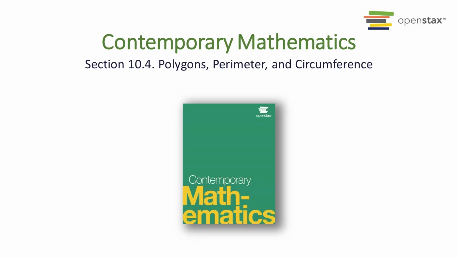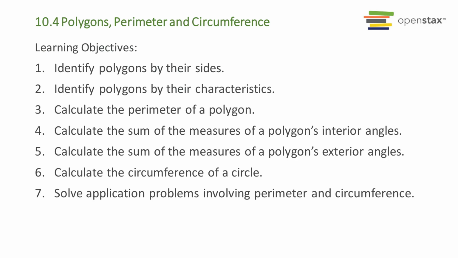In this video, I'm going to cover section 10.4, Polygons, Perimeter, and Circumference from Contemporary Mathematics by OpenStax. The learning objectives for this section are the following. Identify polygons by their sides, identify polygons by their characteristics, calculate the perimeter of a polygon, calculate the sum of the measures of a polygon's interior angles, calculate the sum of the measure of a polygon's exterior angles, calculate the circumference of a circle, and solve application problems involving perimeter and circumference.